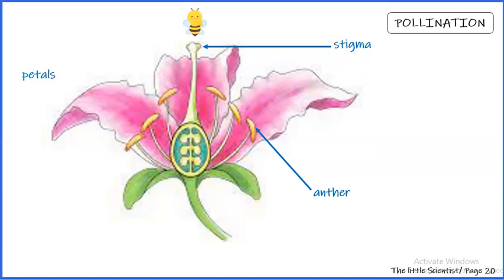So pollination occurs when a pollen grain is transferred from the male anther to the female stigma. And it happens by a pollinator. The bee in this case is the pollinator. Other examples of pollinators are butterflies, birds, bats. The wind is also a pollinator.